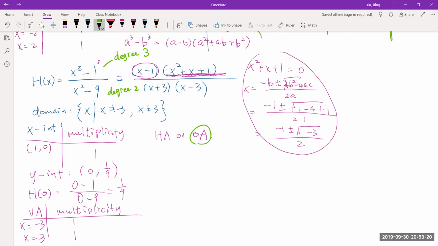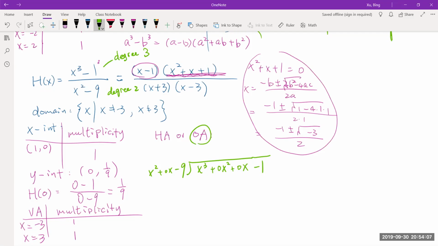So we decide what the oblique asymptote is by using long division. Inside we should have x cubed minus 1. But here we like to write down all the missing terms. So after x cubed, there will be 0x squared, then 0x, and then minus 1. And on the outside, x squared minus 9 is actually x squared plus 0x minus 9. Any questions so far?